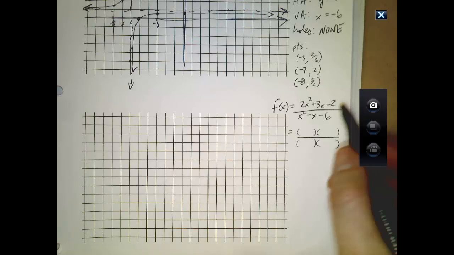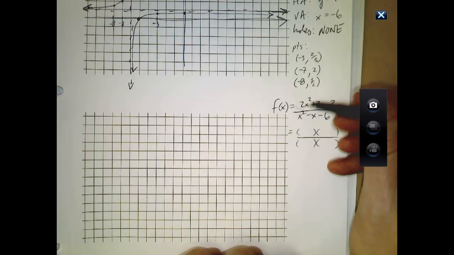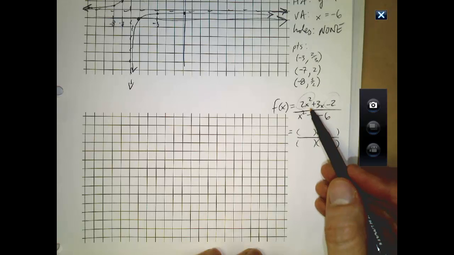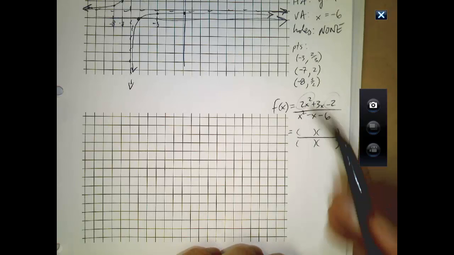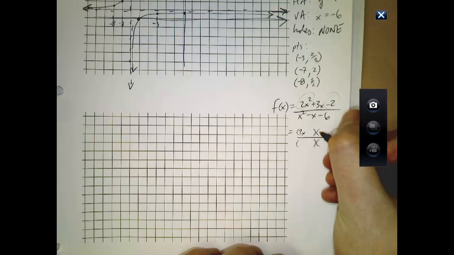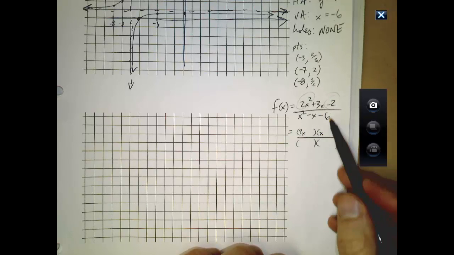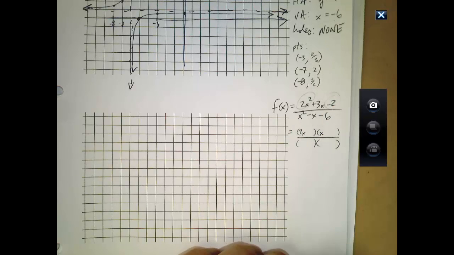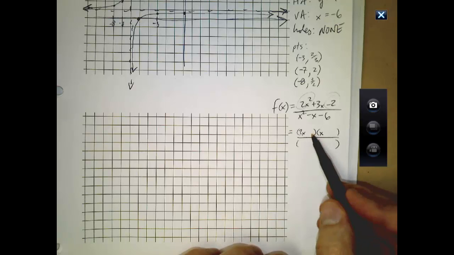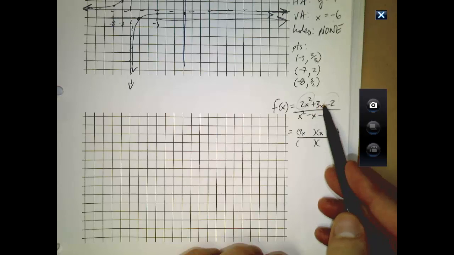And to factor it, I suppose I'd focus on the first term and the last term. I'd say, what multiplies to make 2x squared? I need a 2x and I need an x. What multiplies to make -2? Well, it's either 1 times -2 or -1 times +2. And then I got to think, what arrangement is going to get me a positive 3x?